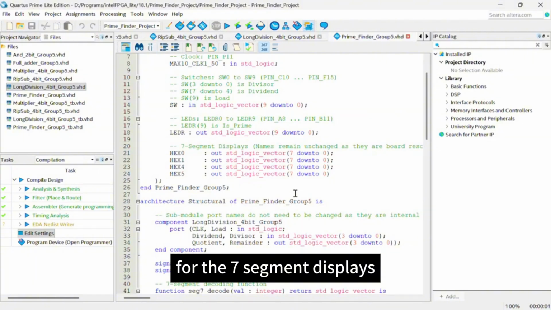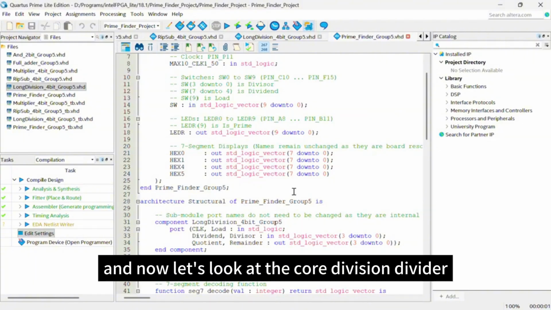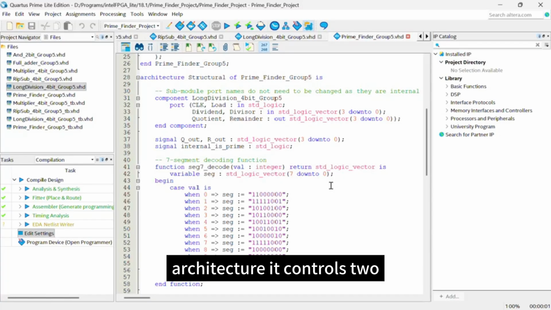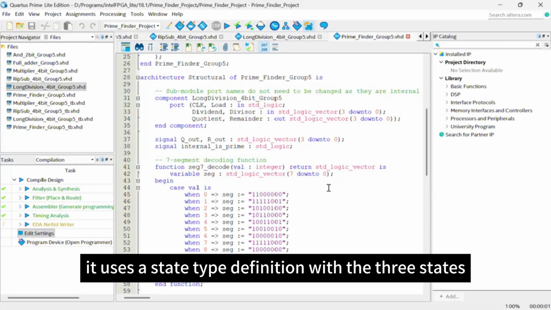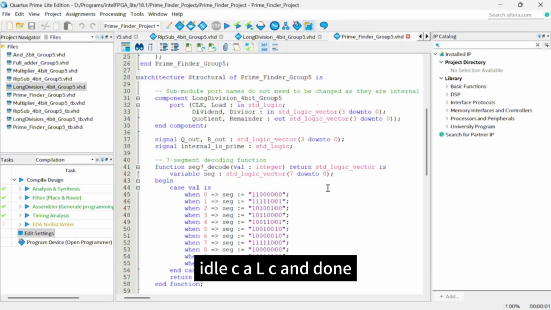Finally, it uses a function called 7 decode to convert the binary quotient and the remainder into patterns for the 7-segment displays. And now let's look at the core divider architecture. It controls two internal components, a multiplier and a subtractor. It uses a state type definition with three states: IDLE, CALC, and DONE.